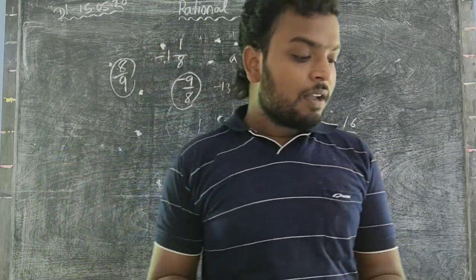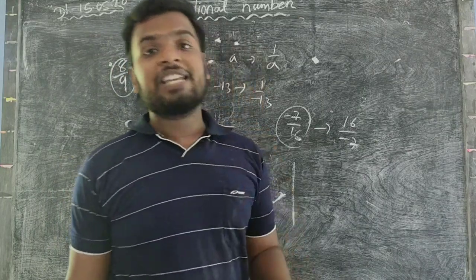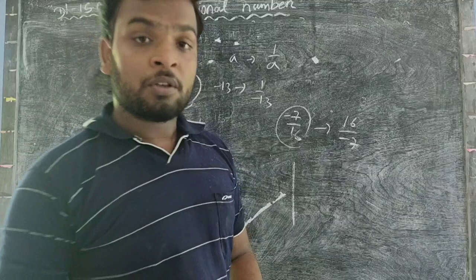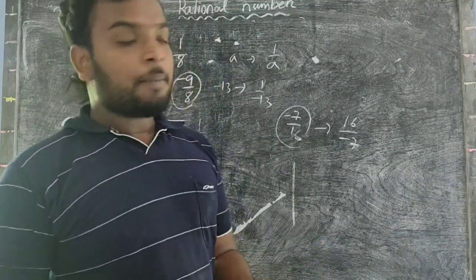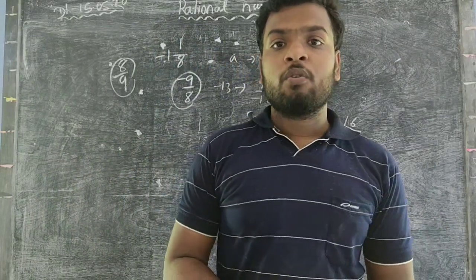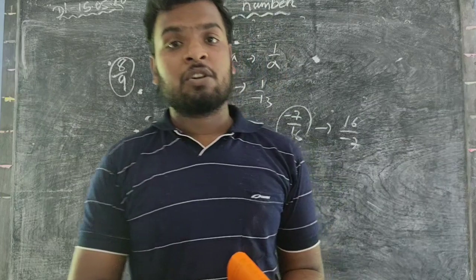So 9 number, 10 number, and 11 number, you do all the exercise in your copy and send it to me on my personal number. Okay. So this is all about the first chapter. If any doubt in the next class, we take an online class. If any doubt, you ask me in the online class. Okay. Thank you.